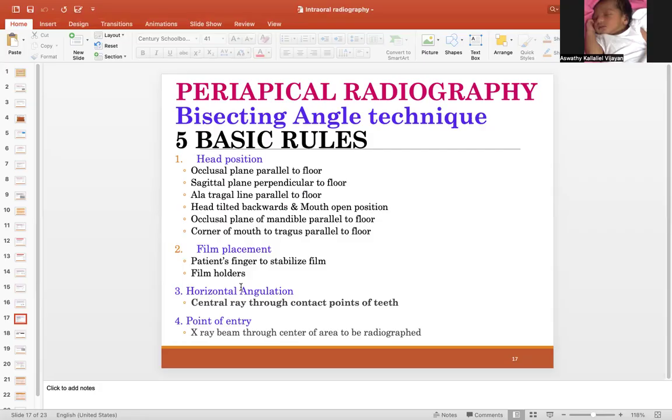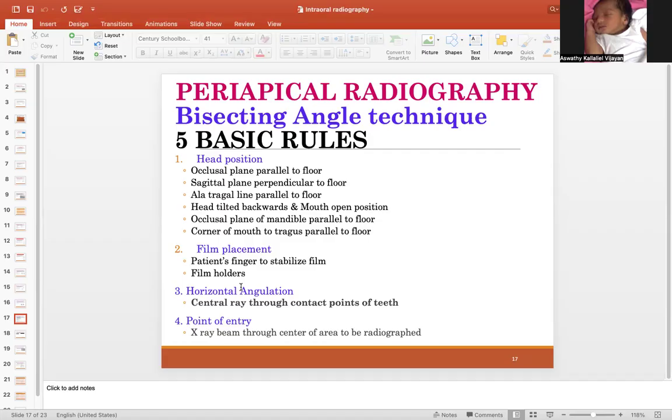the floor. The alar tragal plane should be parallel to the floor. Head tilted a little backwards and mouth in open position. The occlusal plane of the mandible is parallel to the floor, and the corner of the mouth to the tragus is parallel to the floor.